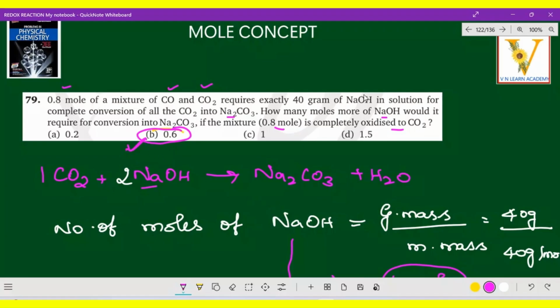How much gram required? 24 gram. How many moles required? 0.6 moles required. I hope you got a complete idea about this question. See, values may be changing, but the concept will be the same, right? Come on, let us go to the next question.